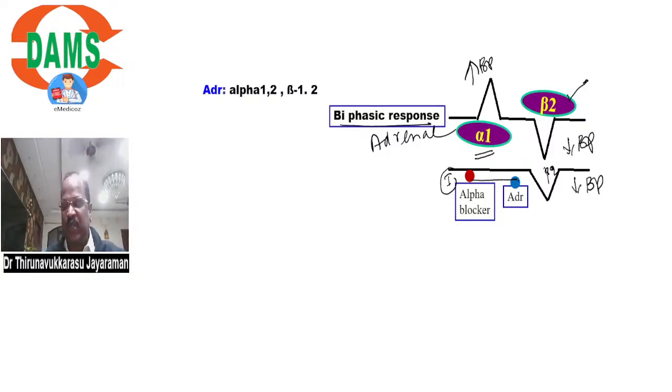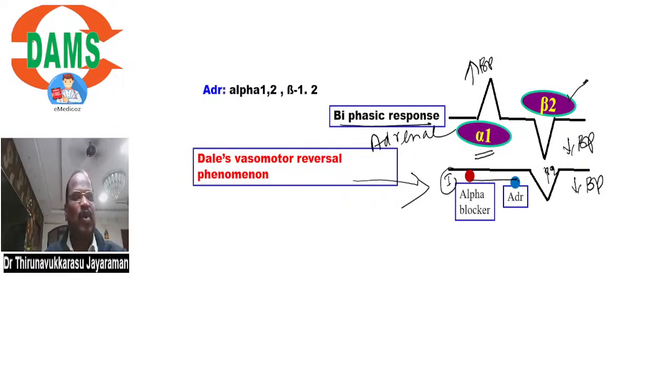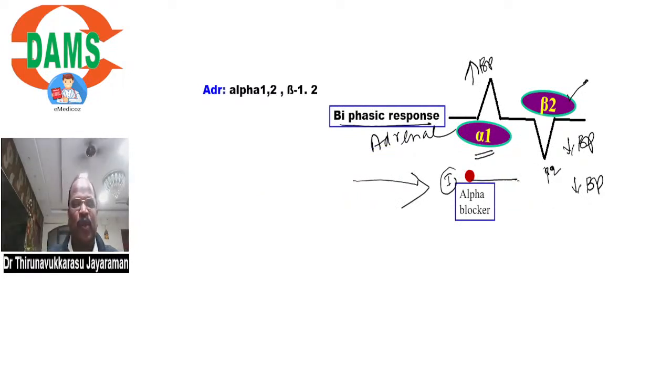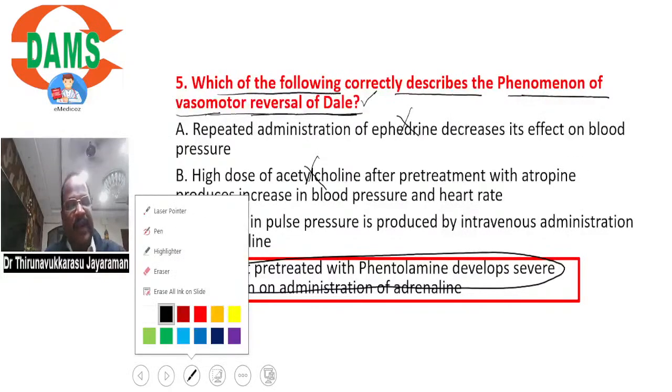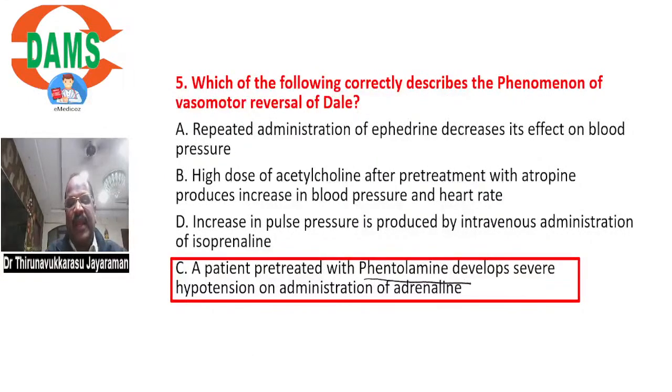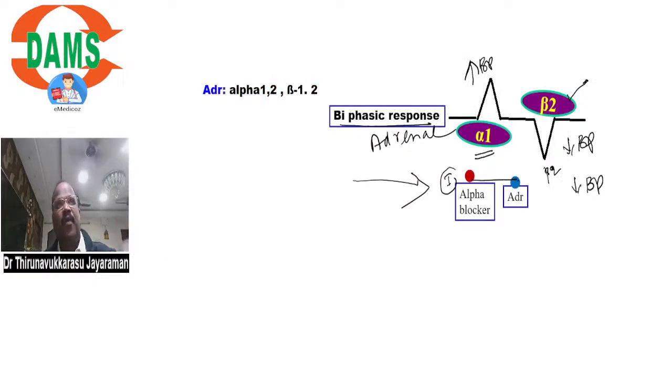This experiment is known as Dale's vasomotor reversal phenomenon. That means in your question, look at this: a patient pre-treated with phentolamine, a non-selective alpha blocker, followed by given adrenaline and developed severe hypotension. This is called Dale's vasomotor reversal phenomenon. So remember, first we give alpha blocker and then we give adrenaline, we get only fall in BP.